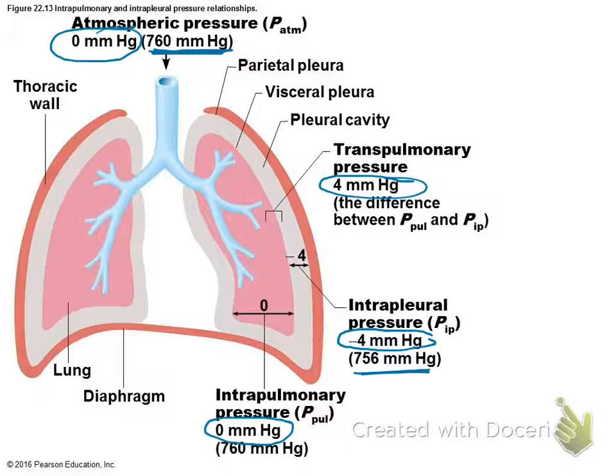So how come if the intrapleural is 756, it's only -4? Well, because we're comparing that to atmospheric, right? So if we took the 760 minus 756, that value is 4 below it, right? So that's okay.